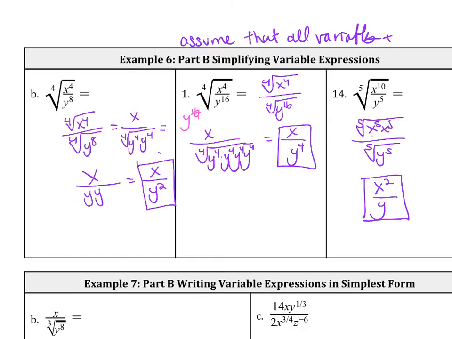Number 14, it's the 5th root of x to the 10th. So let's split that up as the 5th root of x to the 10th over the 5th root of y to the 5th, just splitting up the fraction. So the numerator is x squared, the denominator is just y.